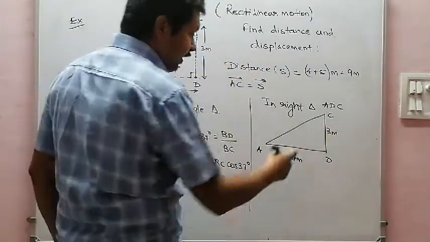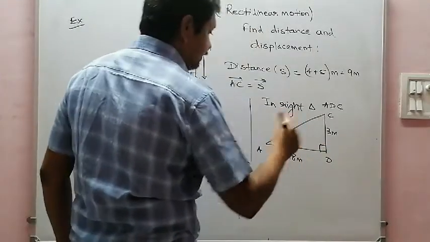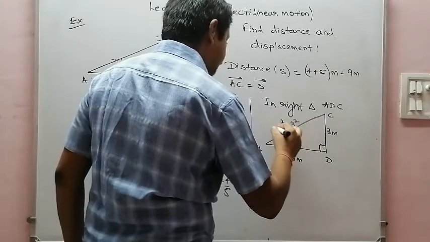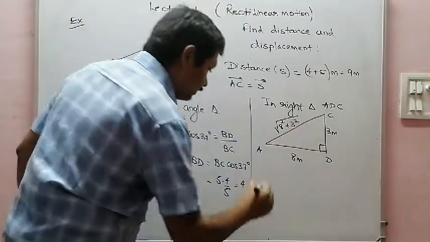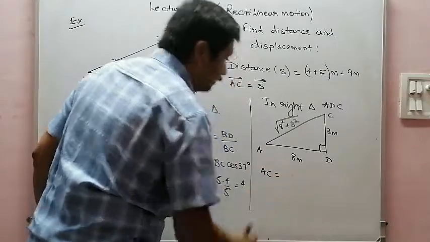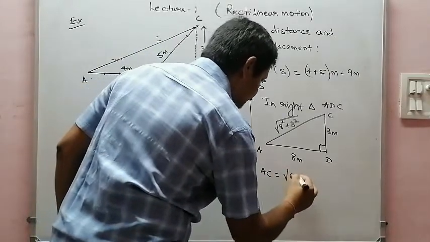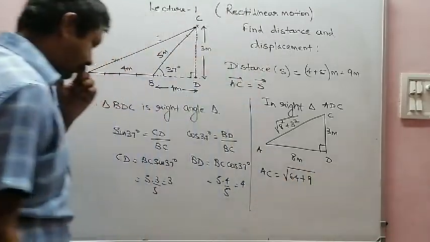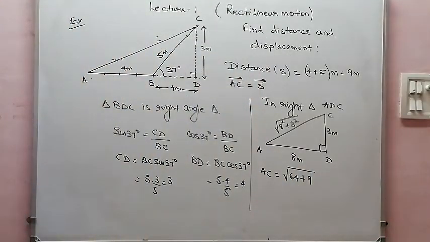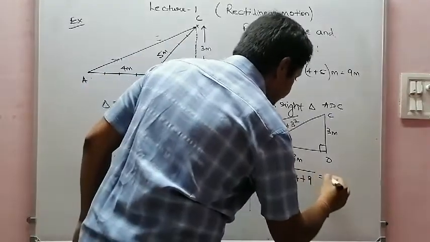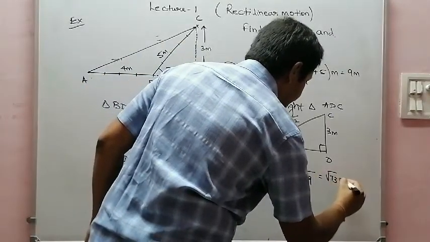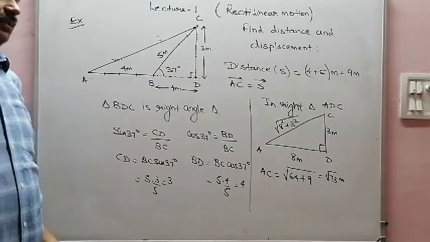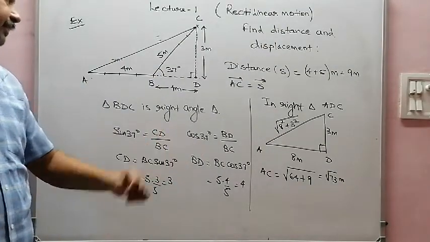So from Pythagoras theorem, AC becomes square of 8 plus square of 3. So AC is equal to 64 plus 9. 64 plus 9 is root 73 meter. So magnitude of displacement becomes root 73 meter. The AC is root 73 meter.